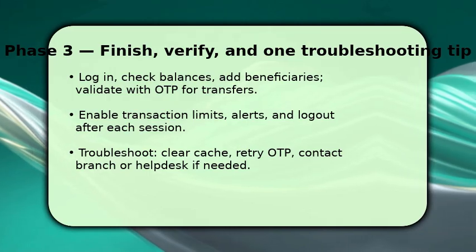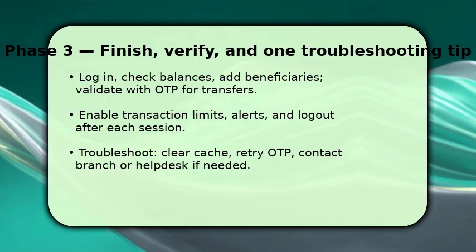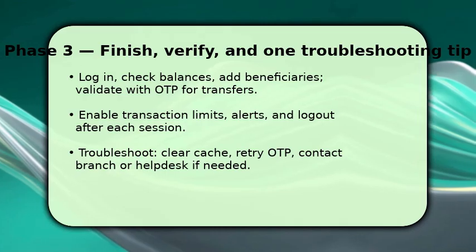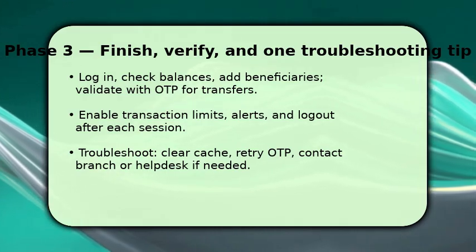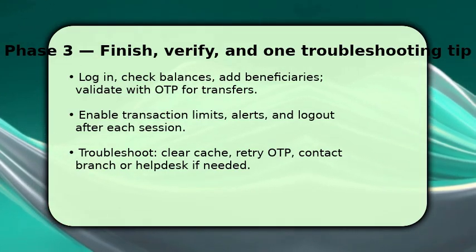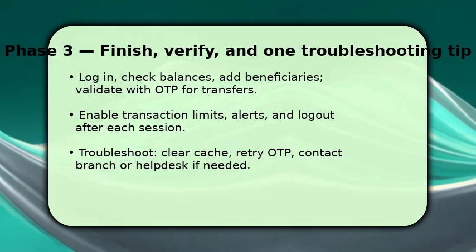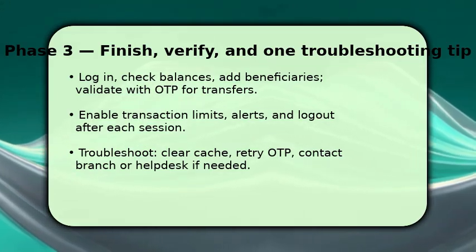If something fails, clear the app cache or browser cookies and try again. Request a fresh OTP or password reset if needed. If problems persist, contact the post office help desk or visit the branch for manual verification.